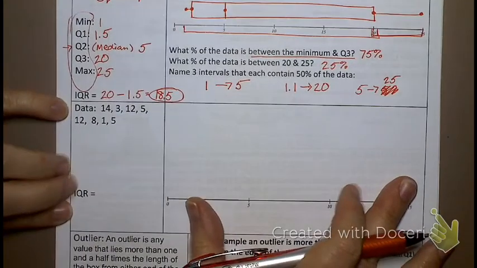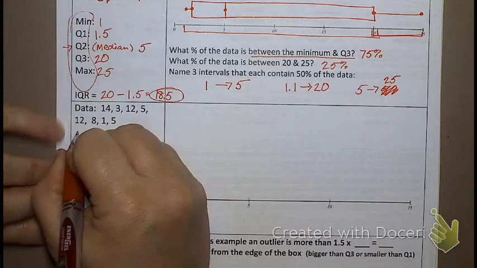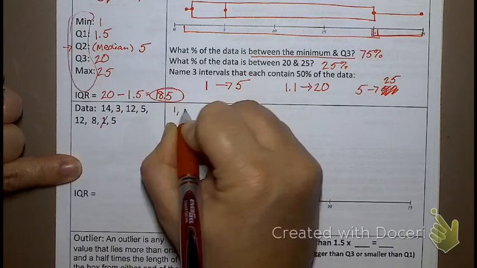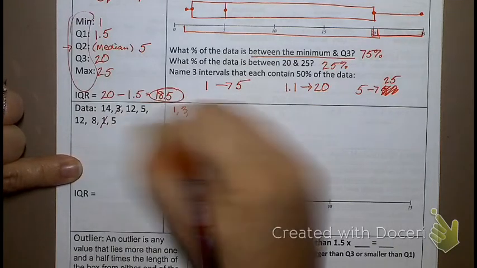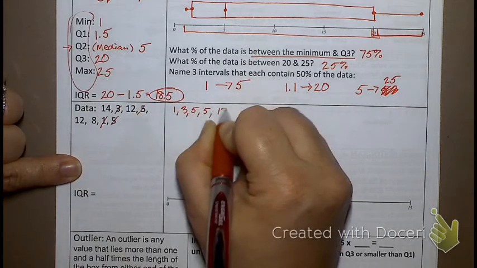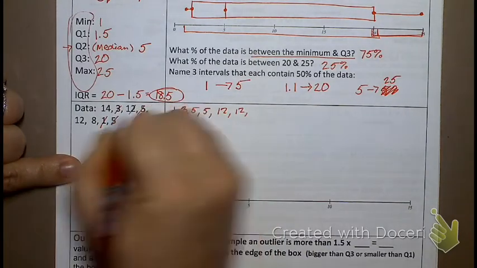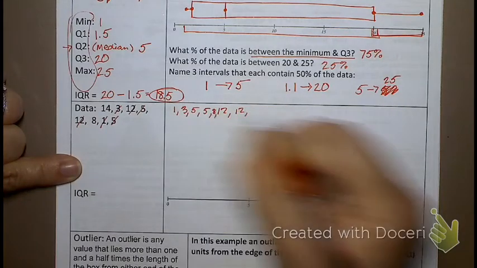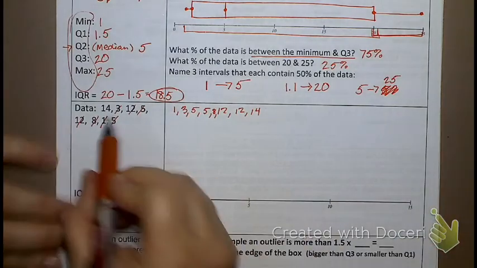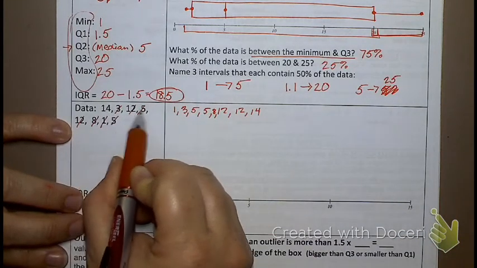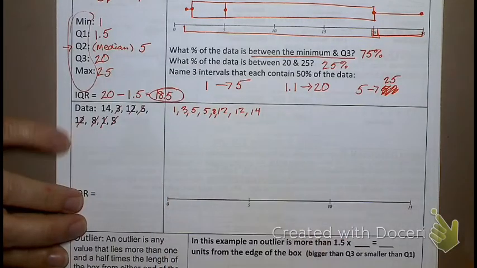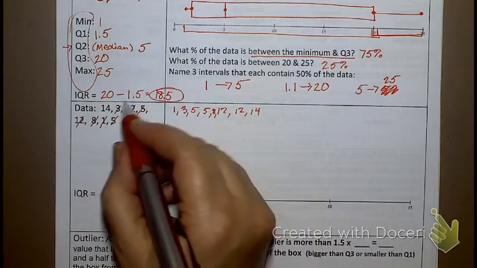Is it in order? No. So the first thing I want to do is put it in order. So let's see, that would be 1 and then what? 3, 5, 5, 8, 12, 12, and then 14. And see, I'm going to go back and count 1, 2, 3, 4, 5, 6, 7, 8. Because knowing me, I would have missed a number and it's going to screw everything up.